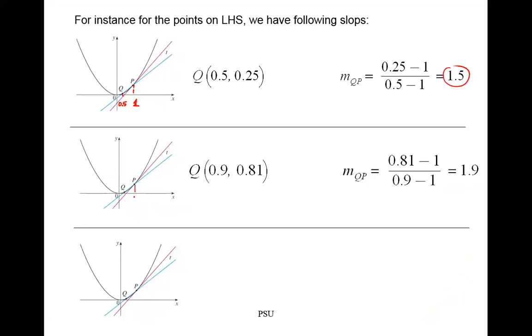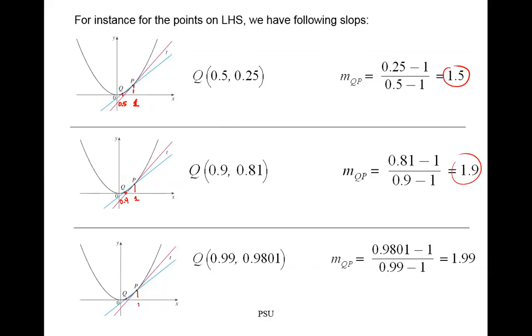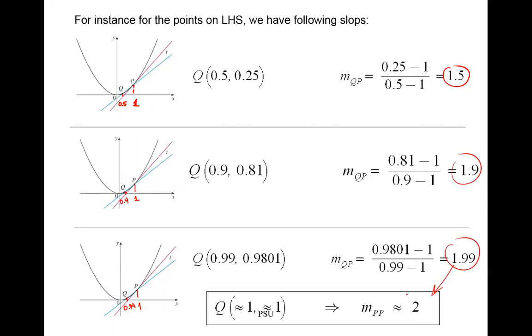Then having my point 1 and point Q at 0.9. It doesn't look like it on the picture, but I'm getting closer in my calculation. The slope is 1.9. And I got even closer. This is 1, and this is 0.99. The slope is 1.99. And of course, we're assuming that the slope will definitely be 2 if I get even closer, 0.99999. That's what happens.